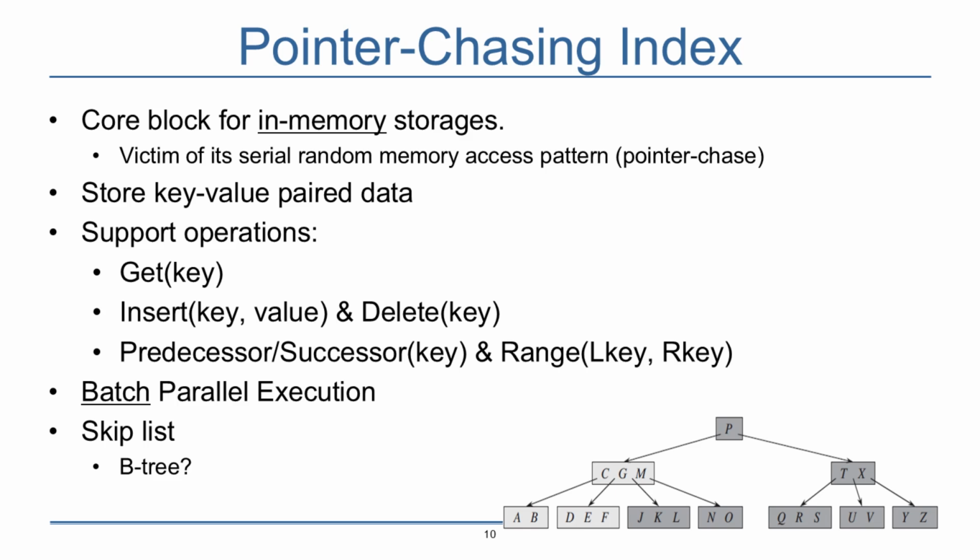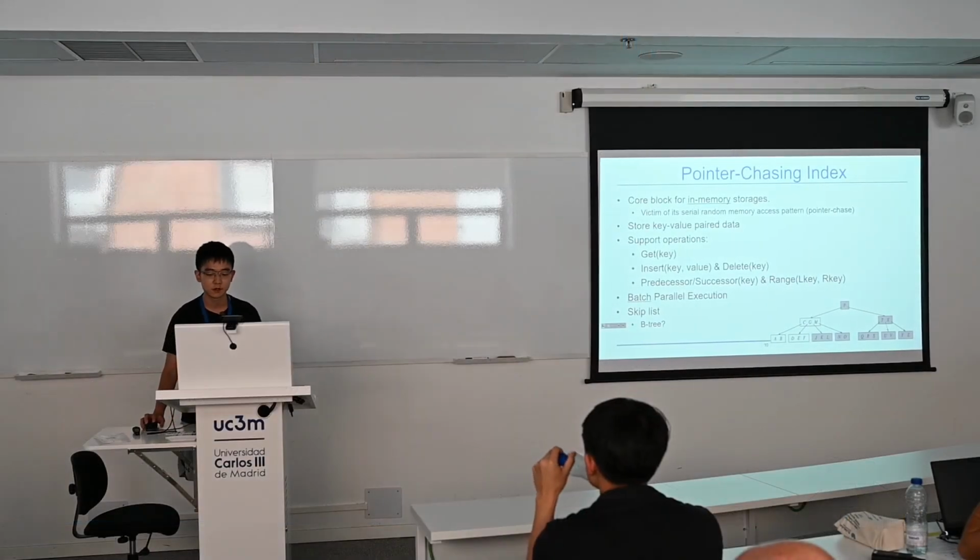We assume a batch-parallel execution where operations are grouped into same-type batches for parallel execution. In this work, we focus on skip lists to get an easier implementation for parallel inserts and deletes. We believe most techniques are applicable to other ordered indexes like B-trees and leave them as interesting future work.